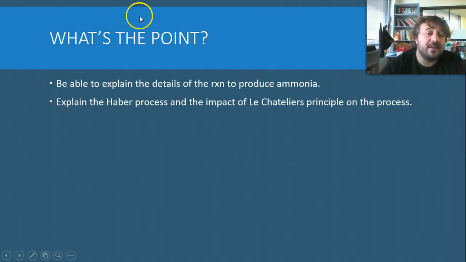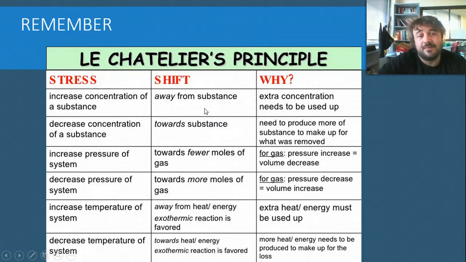So by the end, at the very least, you should be able to explain the details of the reaction to produce ammonia, and you want to be able to explain it and the impact of Le Chatelier's principle on the process. Okay, so we need to re-go over Le Chatelier's principle one more time.